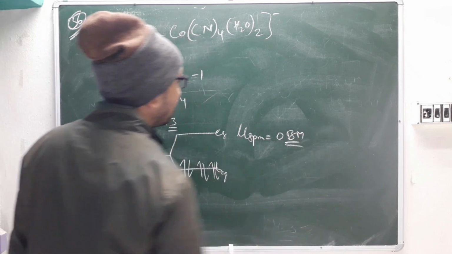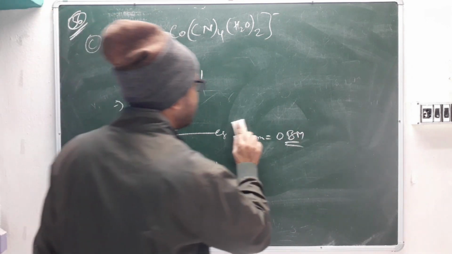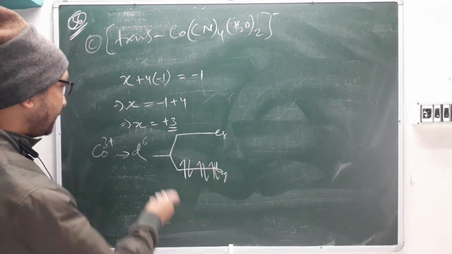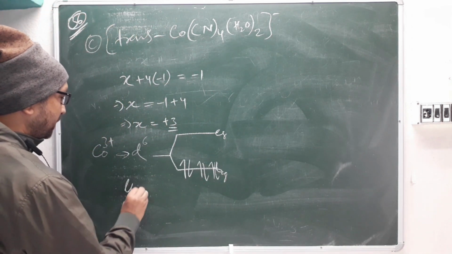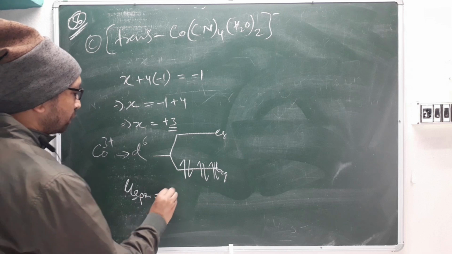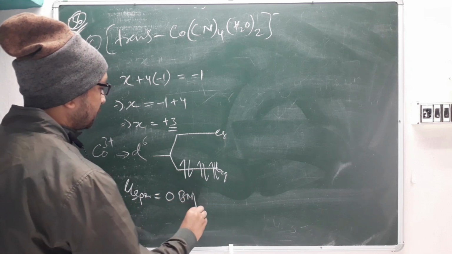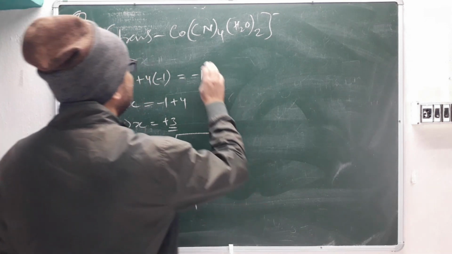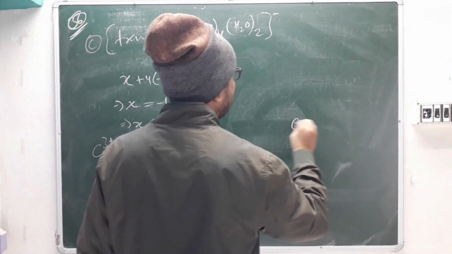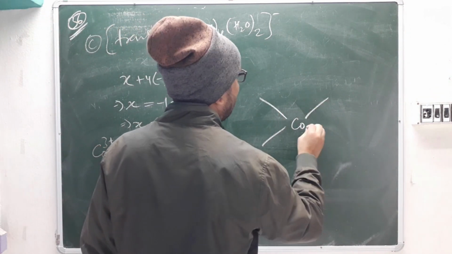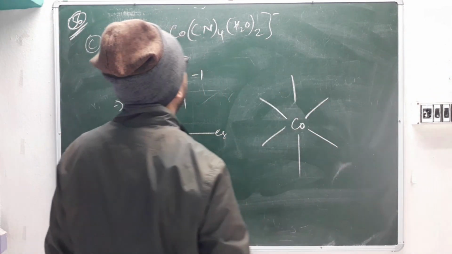Now we have to see the dipole moment. This I just write down because I need that place. So mu spin equals 0 Bohr magneton because there are no unpaired electrons. Now let me draw this one. So this is cobalt and I know this is an octahedral complex. Okay, so we have to draw it and it is trans.